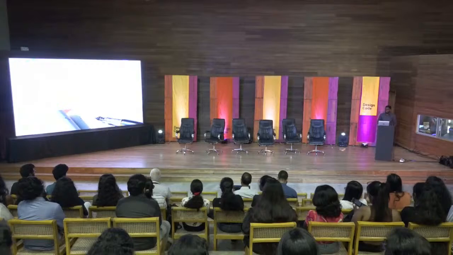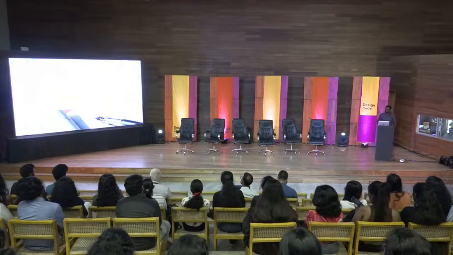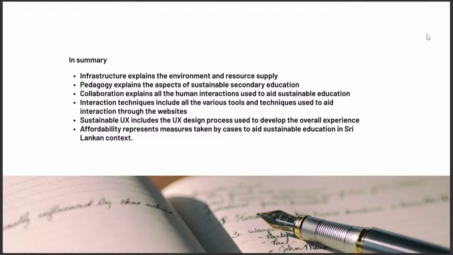And next is collaboration. Collaboration is also an important part, because there are different stakeholders who will be involved in providing sustainable education on the online platform in a successful manner. So proper collaboration between all these people is important. That's what is represented by the collaboration theme. And next are the interaction techniques. This represents various techniques and methods that are used by these online platforms in order to promote sustainable education. And finally, sustainable UX.